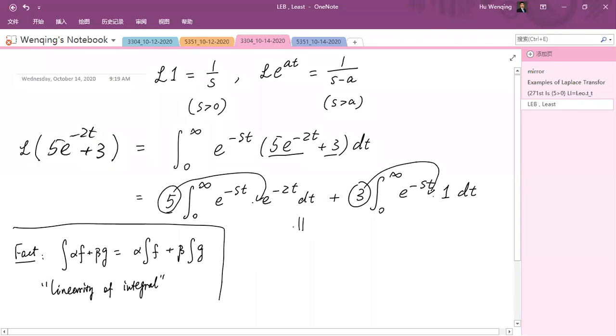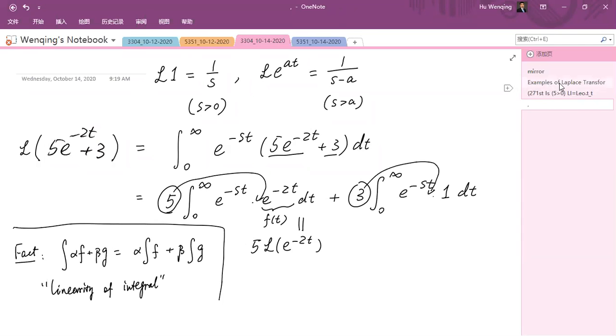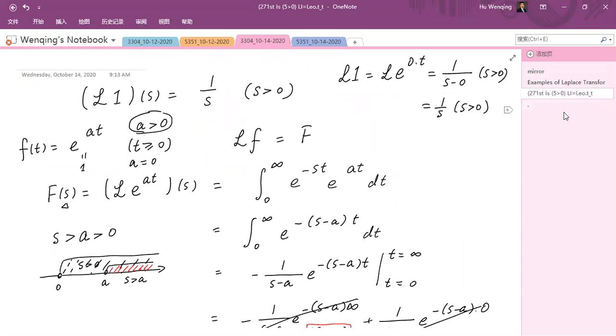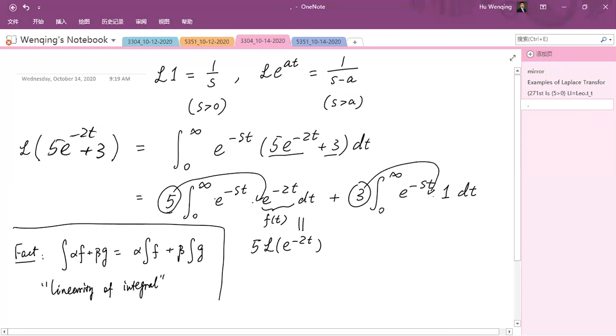Now, once you split it like this, do you have to really calculate these integrals? Well, the answer is no, because this is 5 times nothing but the Laplace transform of e^(-2t). You're treating this function as your f(t), and the Laplace transform has a formula: the integral of e^(-st) multiplied by f(t) dt. So with this transformation, this is 5 times the Laplace transform of e^(-2t), plus 3 times the Laplace transform of 1. Is that good for everybody?